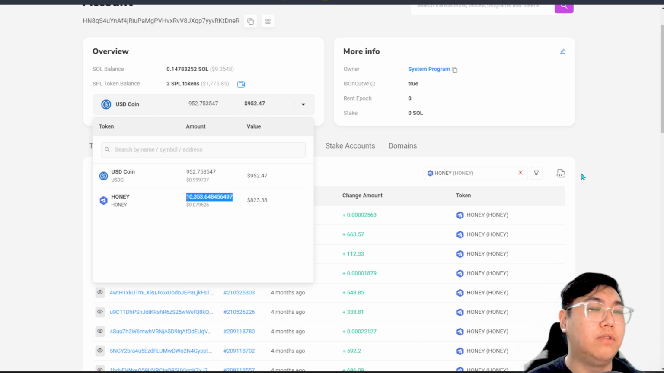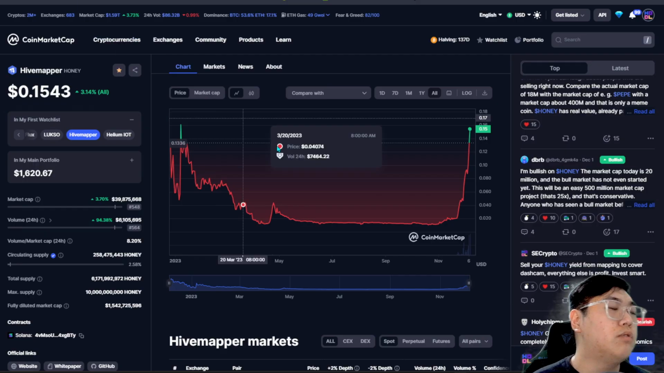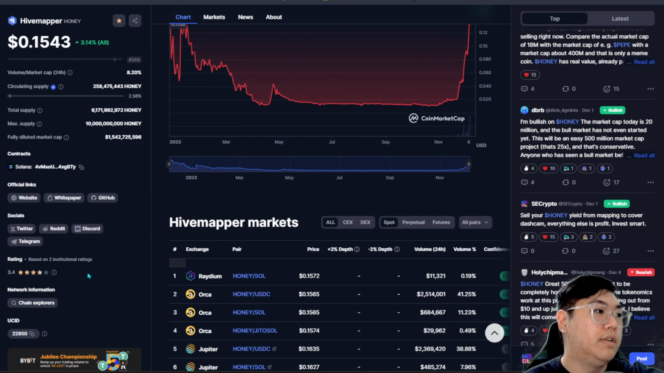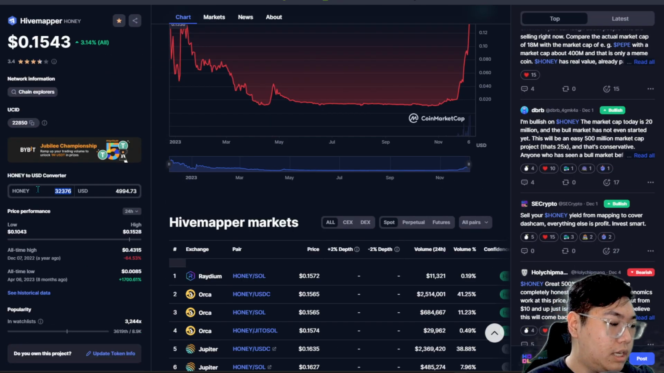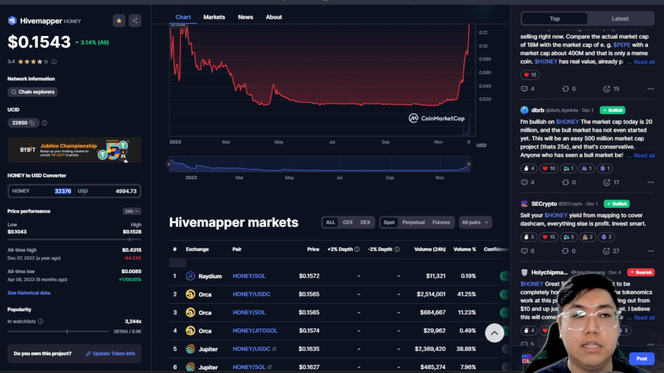So I'm just going to show you what I have done to do so. Over here, I'm going to do the estimation, scroll down. So 32,376 Honey token being mined since 8 months ago. It is currently worth almost $5,000. So initially it is almost a 10x on my investment itself. I put in $500 over dollars and I get back $5,000. So it's a 10x within 8 months.